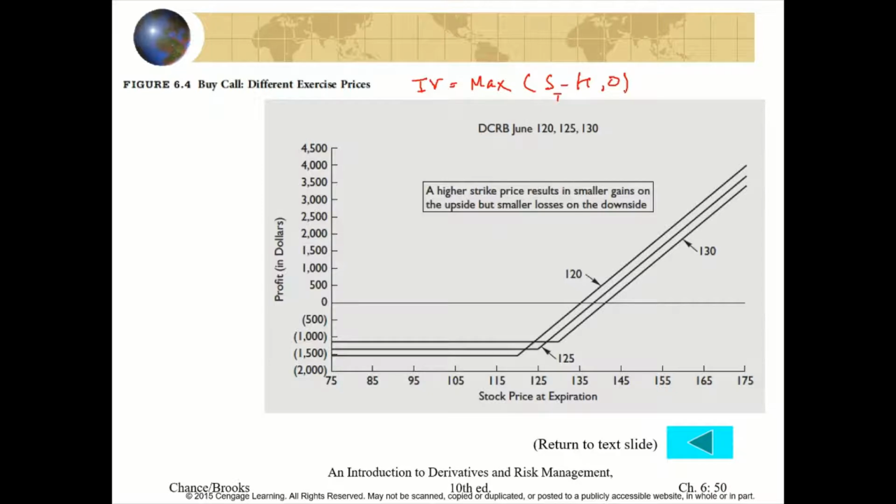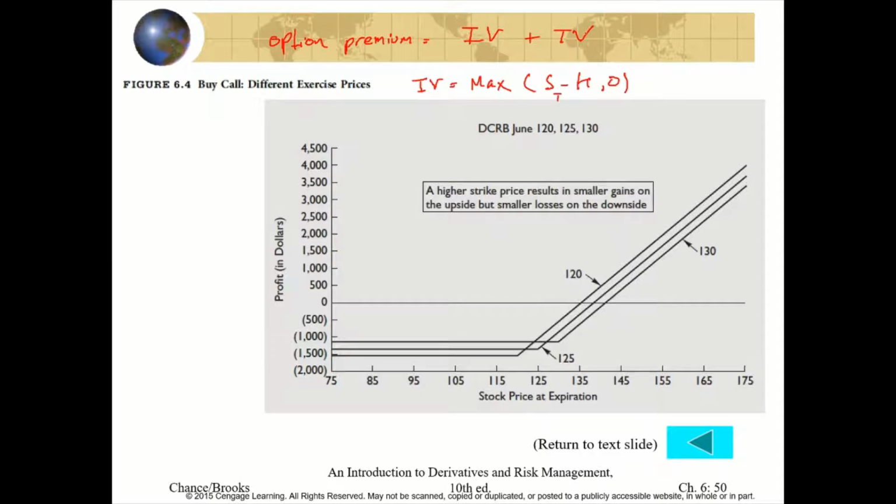And we know that the option price, or the option premium, is equal to the intrinsic value plus the time value.